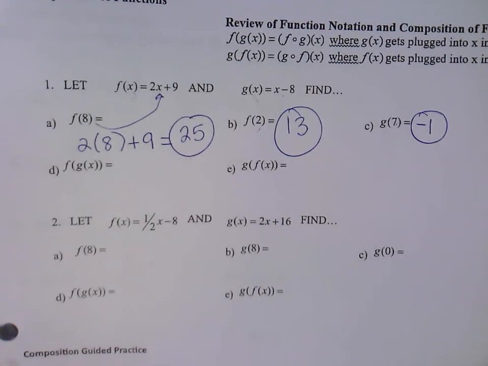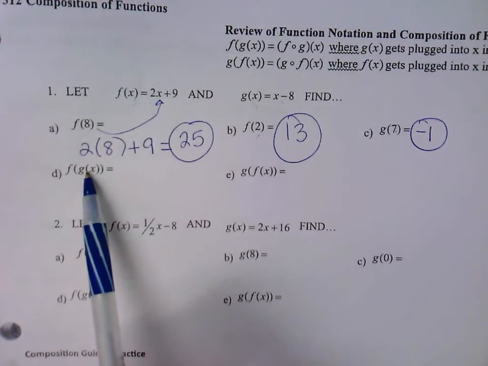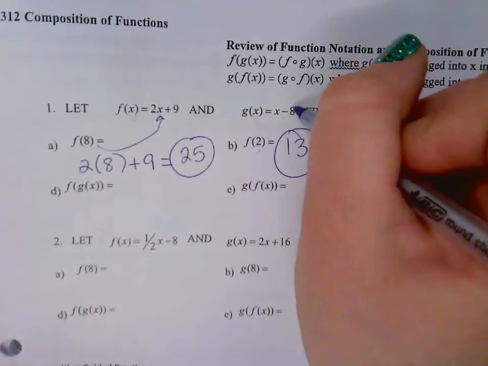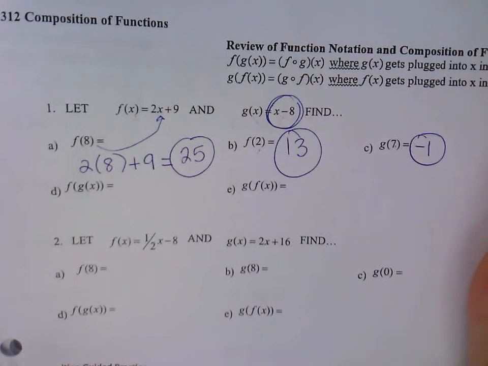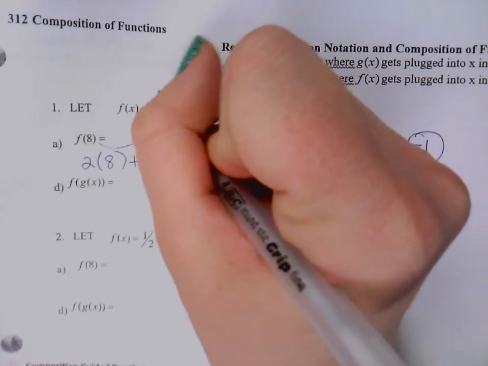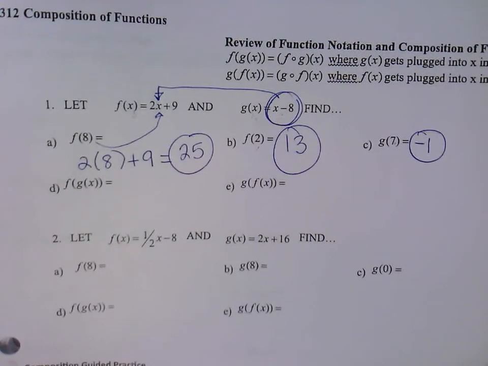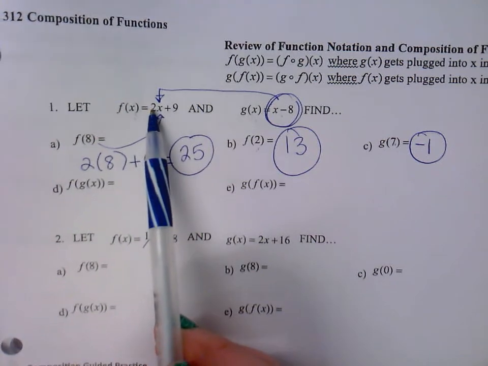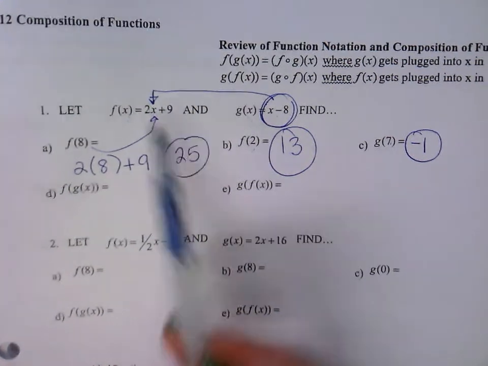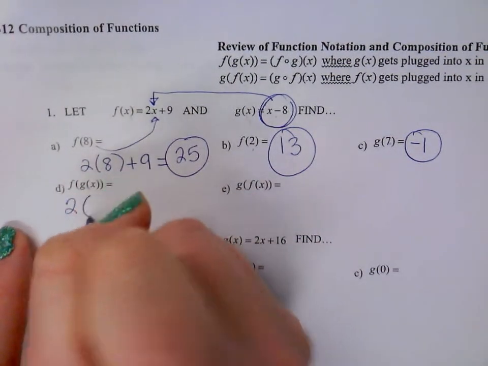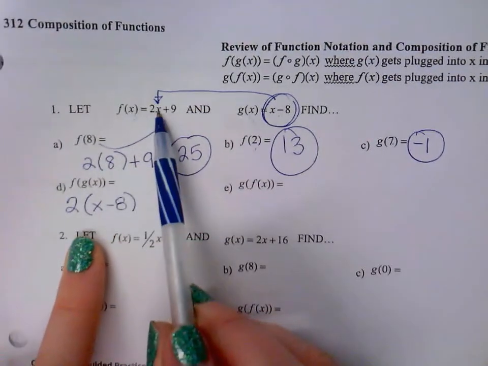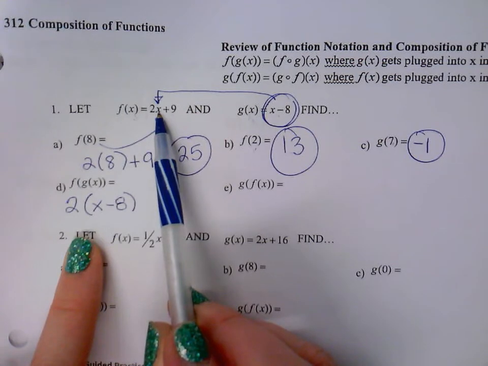So when you look down at D and E, you don't have a number to plug in anymore. They want you to take, so do you see how the g function is inside f of x? So they want you to take the entire g function and plug it in for the variable in the f function. So you're going to leave the rest of the function intact. I've got a 2, I've got a 9. Those don't go away. So I'm going to do 2 times x minus 8. That's replacing that x altogether. And then I'm going to add 9.